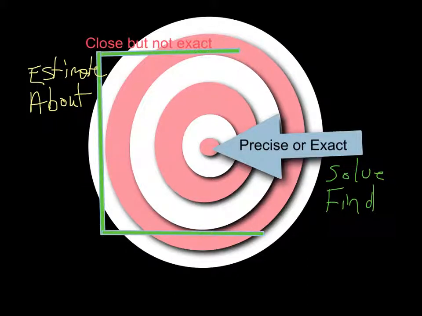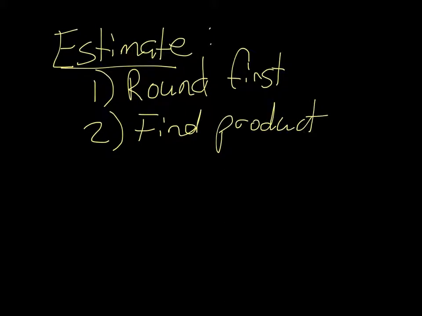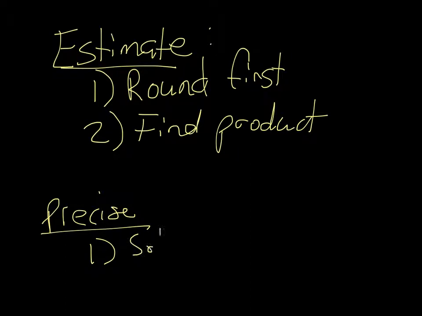Remember, with an estimate, you round first. Write this down. With an estimate, you round first, and then you find the product. If you are looking for something precise, you will simply solve for the product. Precise, you will not be rounding, you will not be estimating. With an estimate, you round first, and then you find the product.